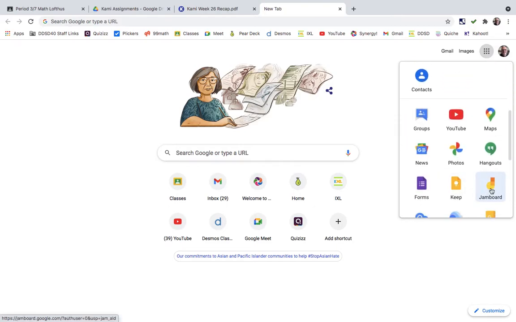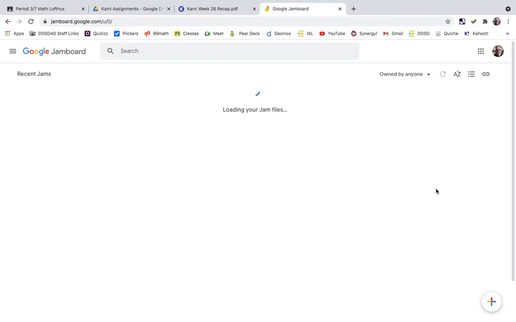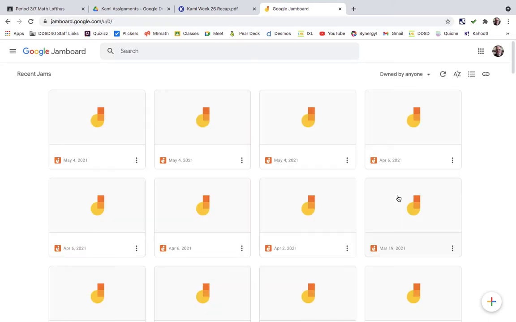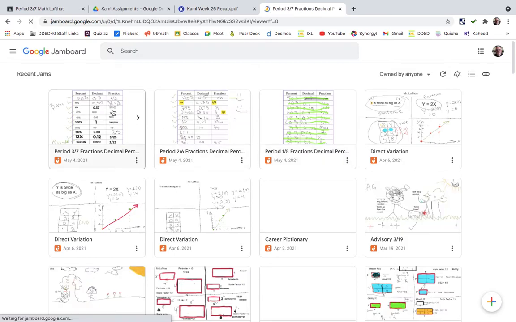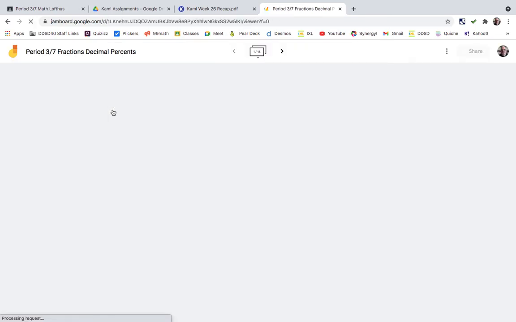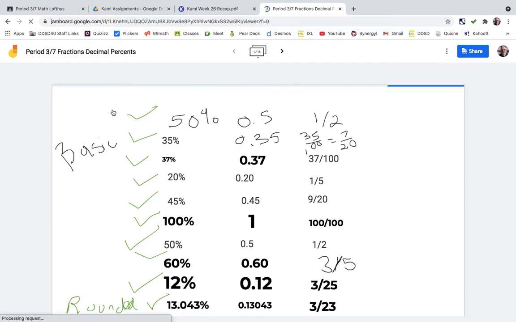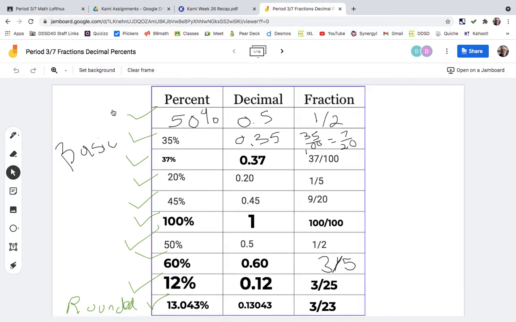So I'm just going to go to one of the examples of the Jamboard. I think the best example was from period 3-7. So we'll open that up, period 3-7. And what we did was we made a chart. There was a chart, and we filled it out and just checked to make sure that it was accurate. So students filled these in.